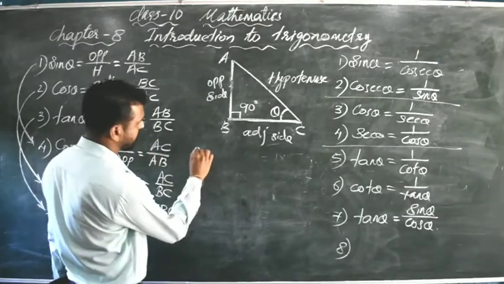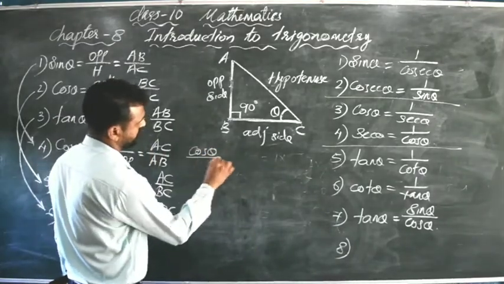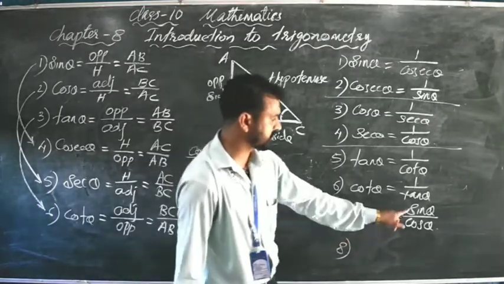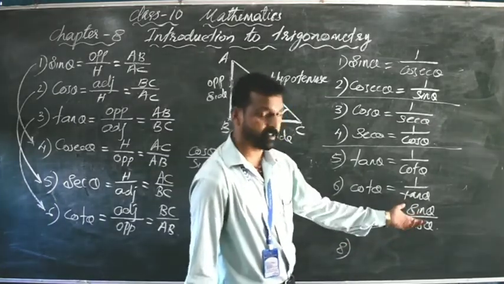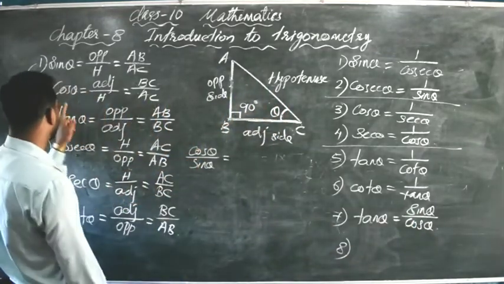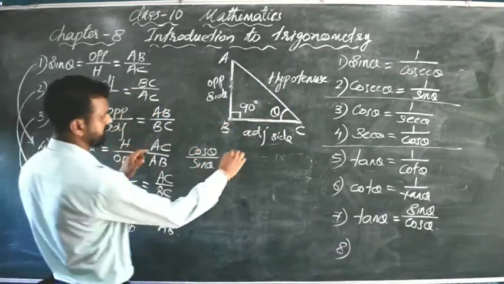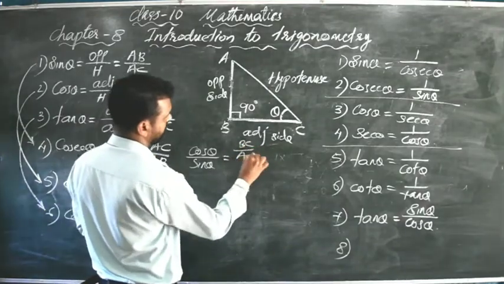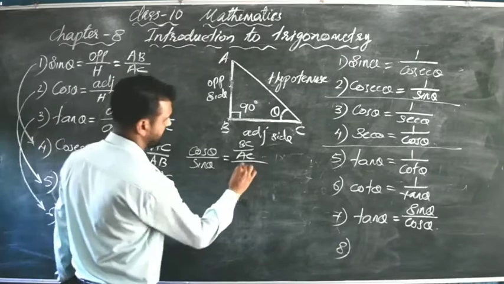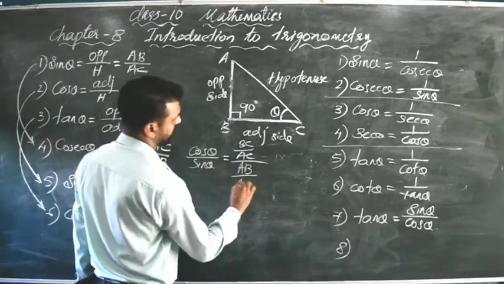Find out cos theta by sin theta. Just the opposite. Here you see tan theta is equal to sin theta by cos theta. Just the opposite, we are finding cos theta divided by sin theta. Cos theta is equal to BC by AC, divided by sin theta, which is equal to AB by AC.